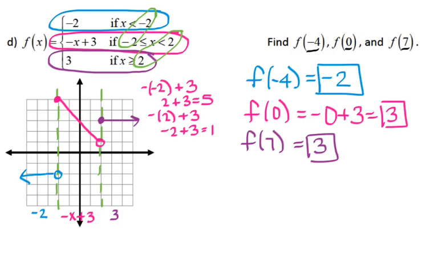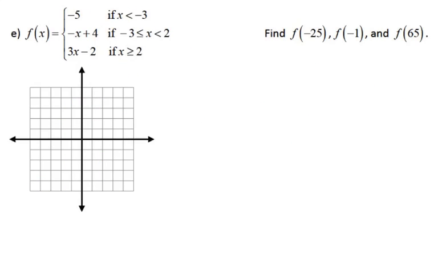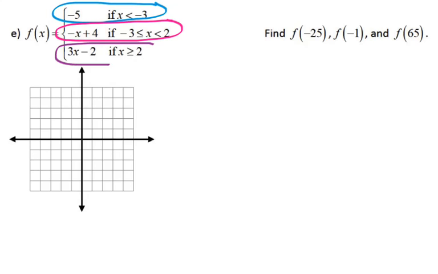All right, our last graph. 3 pieces. Here's my blue. So this one's going to be in pink. And this one's going to be in purple. Our boundaries are at negative 3 and positive 2. 1, 2, 3. Positive 2.